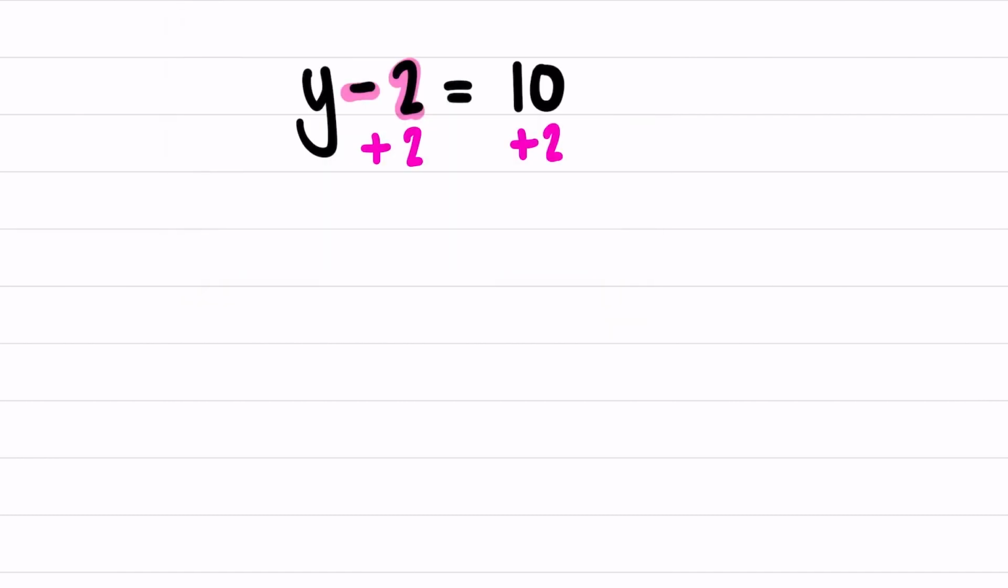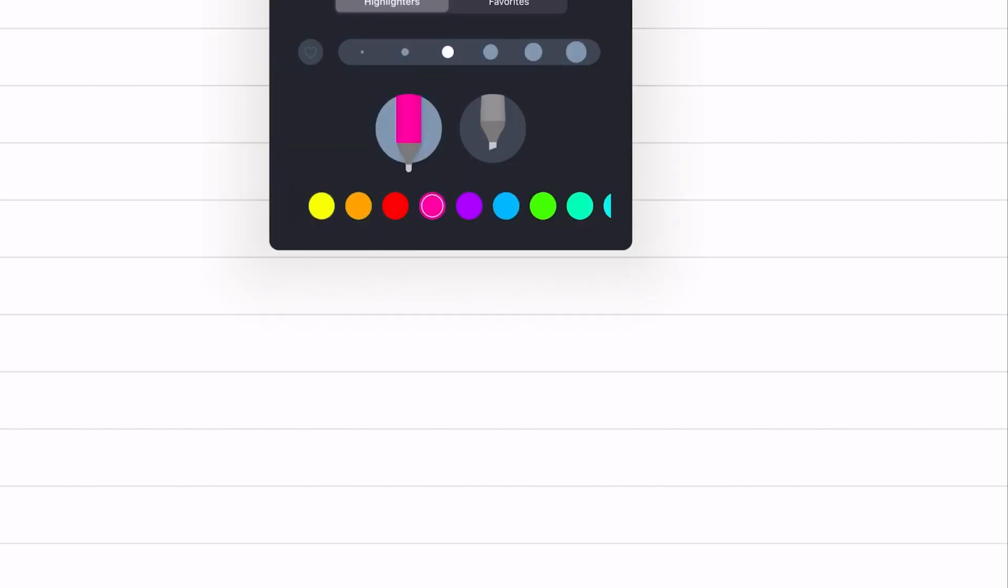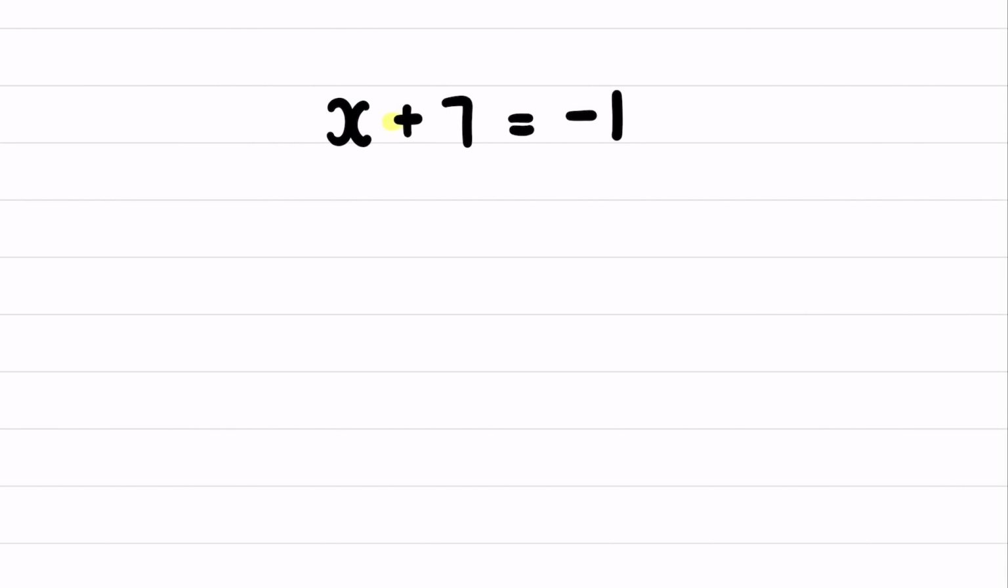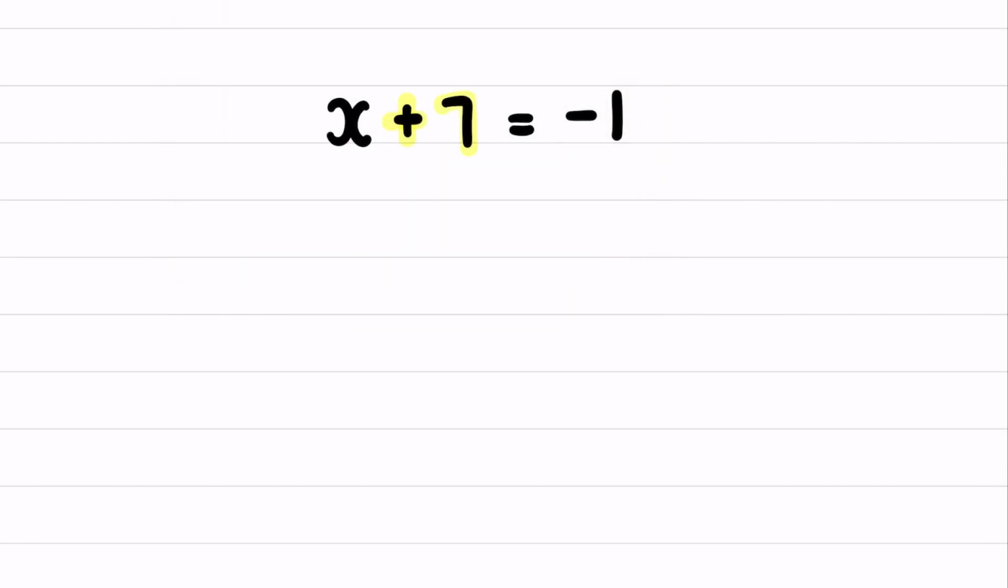So now I've got y minus 2 plus 2. The 2's are going to cancel. I'm left with y equal to 10 plus 2, which is 12. Alright, if I have x plus 7 equal to negative 1. If I look at this, I can see that what's stopping my x from being alone is the plus 7. So that means I need to get rid of the plus 7. So how do I get rid of plus 7? I do the opposite of plus 7, and I'm going to subtract 7.